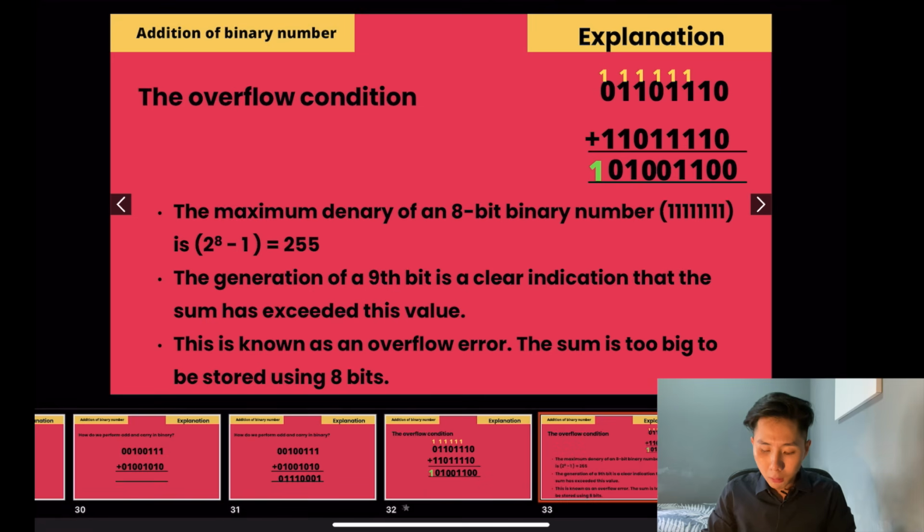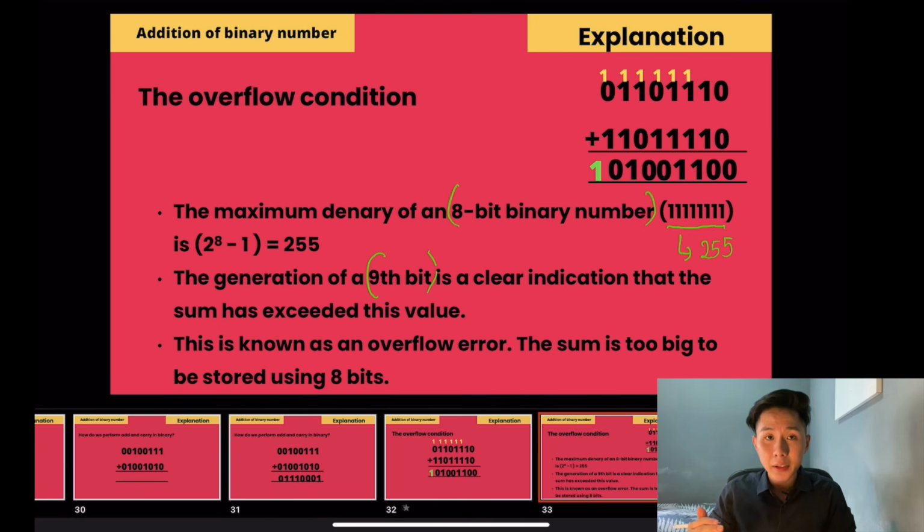So the overflow condition is when a ninth bit is generated. This means that the result of this summation has exceeded the value that 8-bit binary numbers can store. And for 8-bit binary numbers, here we have 8 ones. If you check, the value of this is 255.